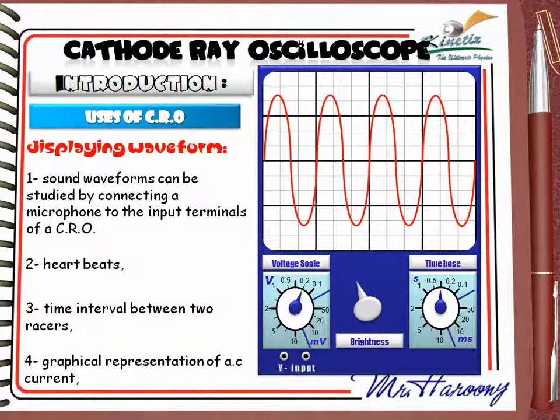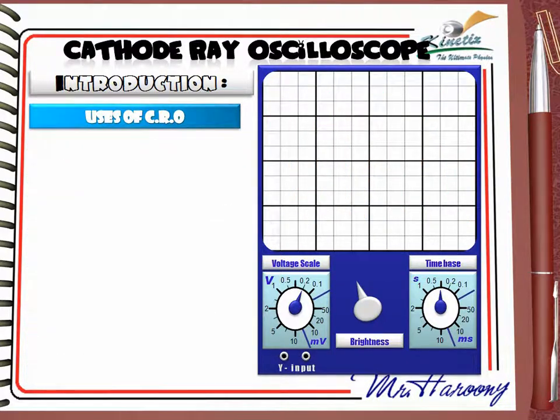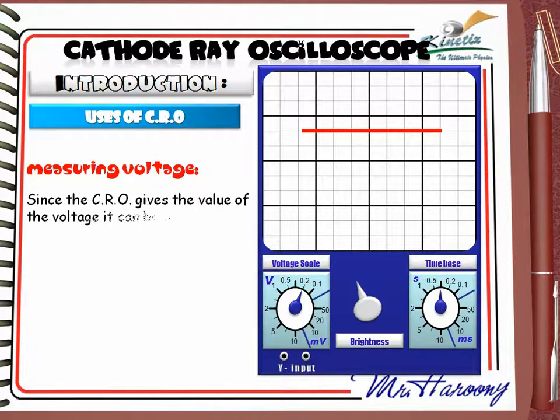Another important use of the CRO is measuring voltage. Since the CRO is a sensitive device that can detect small changes in voltage even in short time intervals, it is easier for the CRO to measure the fixed unchanged voltage. This is why a CRO can be used as a simple voltmeter. Note: since the CRO gives the value of the voltage, it can be used as a voltmeter.